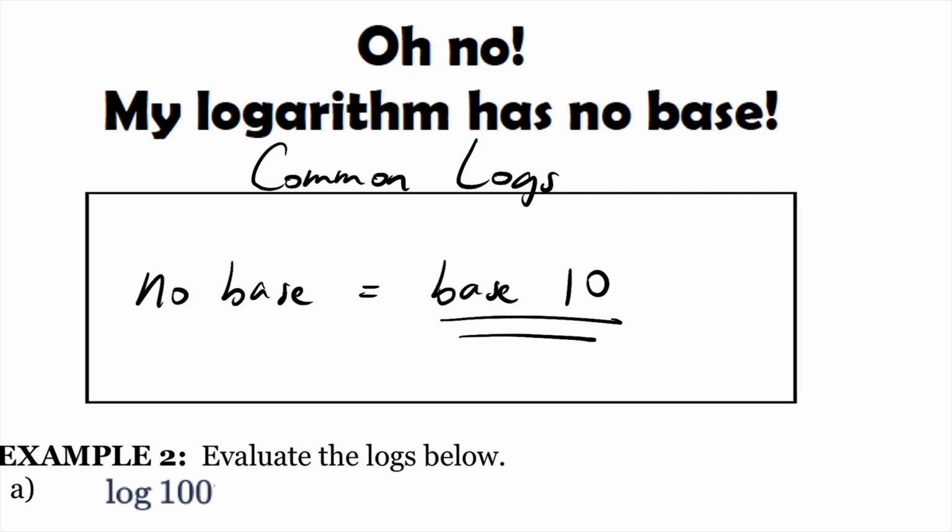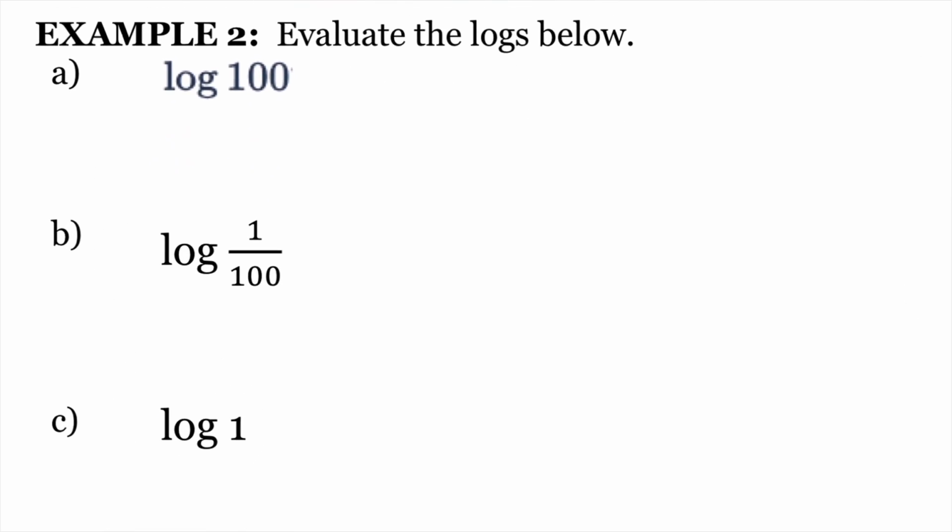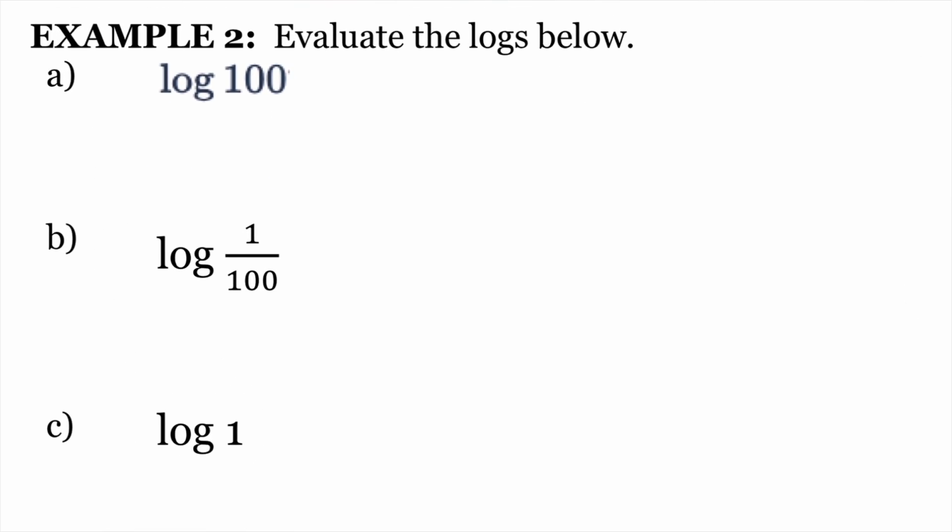Some counting systems have base 2, which is 1, 2. Then you start with another set. We don't have that. We have a base 10. So that's why it's called a common log. So like letter A, log of 100. There is no log base written. It's not written here, but it actually is written. It's 10.